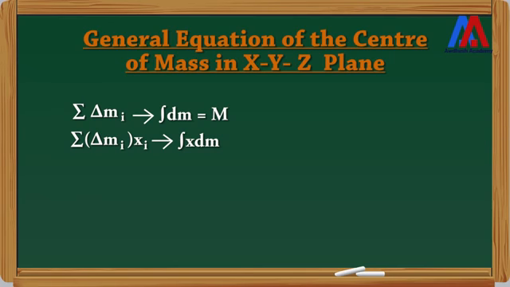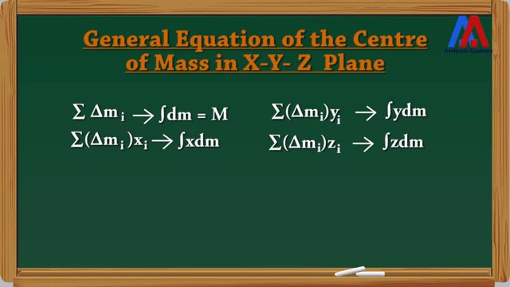Then we can write that sigma delta mi multiplied by xi can be summarized as integration of x dm. And similarly, the sigma of delta mi yi will be equal to integration of y dm, and sigma of delta mi zi will be equal to integration of z dm.